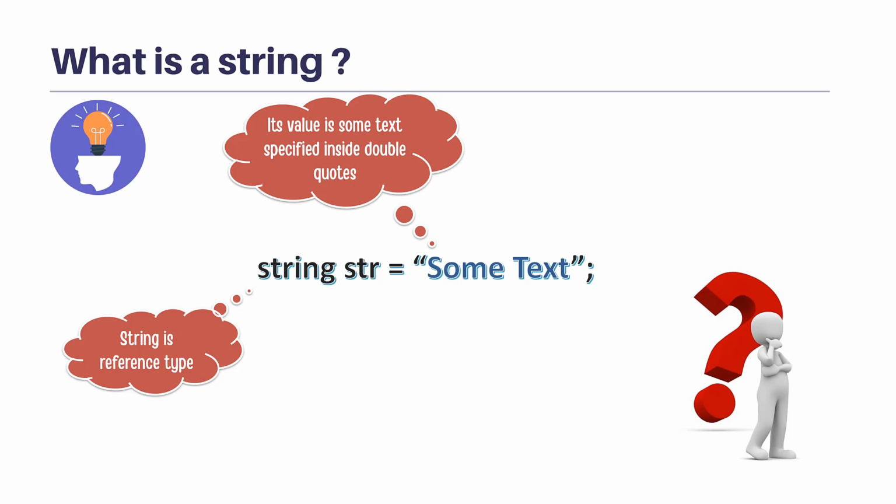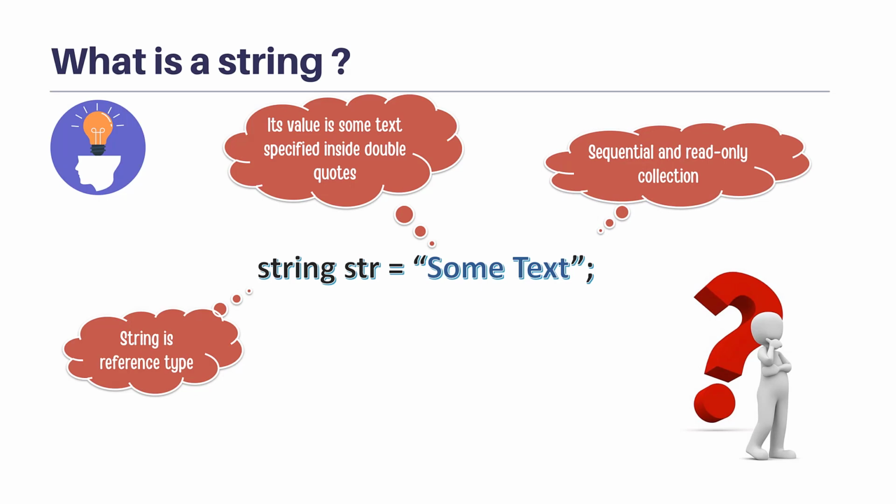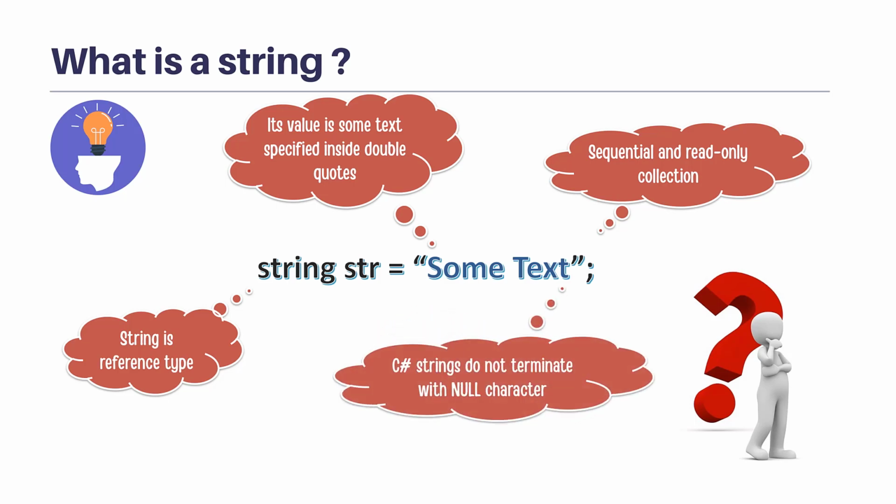Now let's see what the technical definition of a string is. According to the technical definition, a string is a read-only sequence of characters. Here, the word read-only means that the characters in the string are read-only. We cannot modify them. There is one more important thing to highlight. In some programming languages, the end of a string is marked by a null character. In C#, strings do not terminate with a null character. In fact, a string can contain as many null characters as we want.